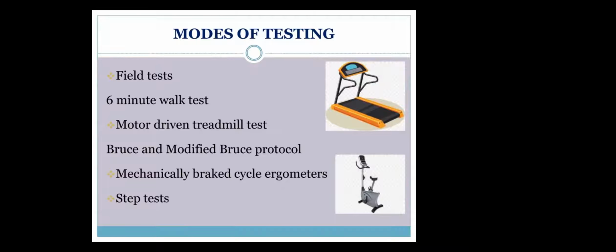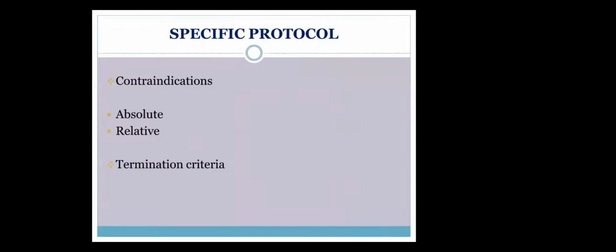So for example, Bruce and modified Bruce protocols are the maximal stress protocols, or it could be mechanically braked cycle ergometer tests, or it could be the step test. Now, before opting for any of the testing modes, it is very essential that we go in for proper testing of all the protocols and also check if there are any absolute or relative contraindications of that specific protocol.